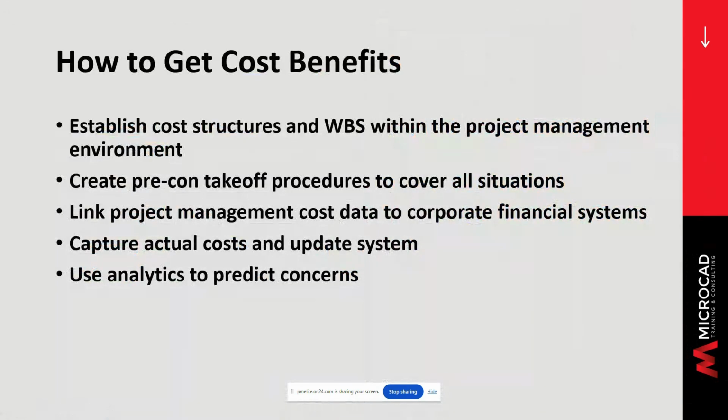So to get these cost benefits, what do you need to do? Well, you need to establish a cost structure and work breakdown structure so that the costs can be predicted and properly allocated as the work gets done. You have to have a documented procedure that the takeoffs can follow, ensuring that nothing gets overlooked or double counted. You need to link the project management cost data to the corporate system and eliminate any duplicate data reentry, which is always a place where errors can creep in.